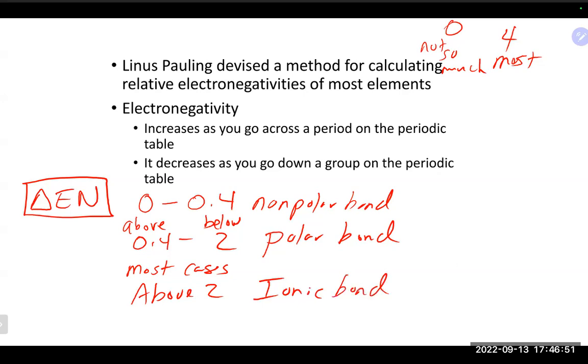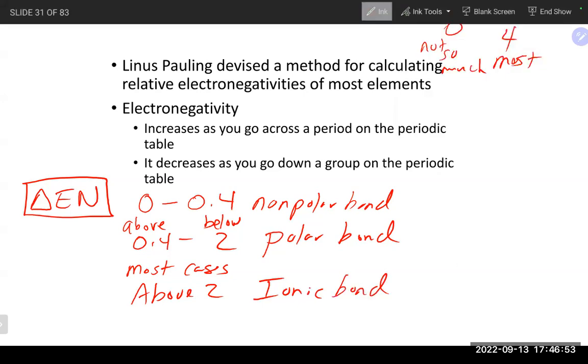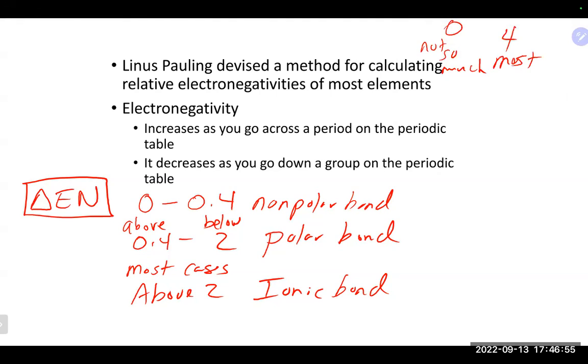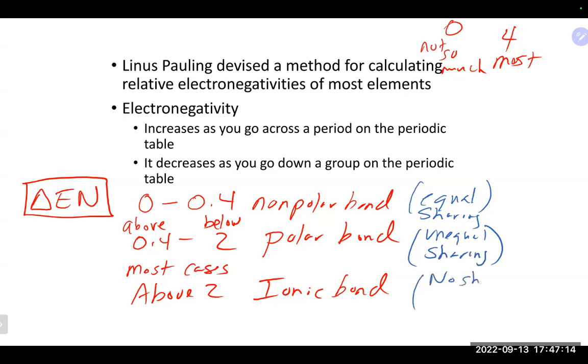So in terms of sharing, non-polar means equal sharing. Polar means unequal sharing. And ionic means no sharing, a transfer of electrons happening.